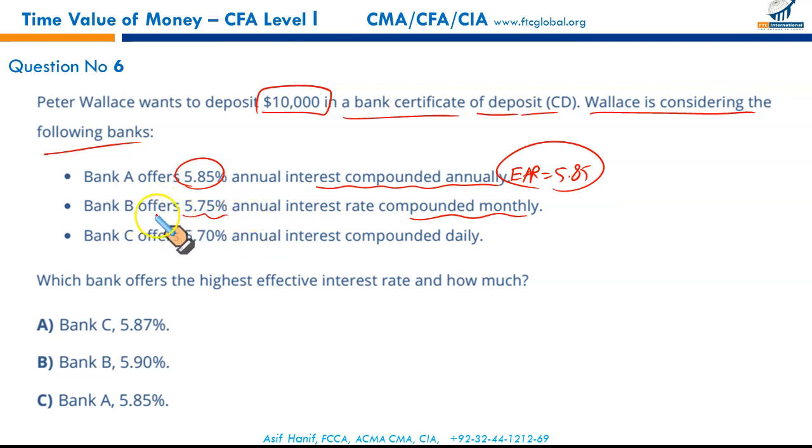Because 5.85% annually, compounded annually, effective rate and annual percentage rate, they are the same. But for Bank B, it's a 5.75% annual interest rate compounded monthly. And Bank C is a 5.7% annual interest rate compounded daily, that is 365.